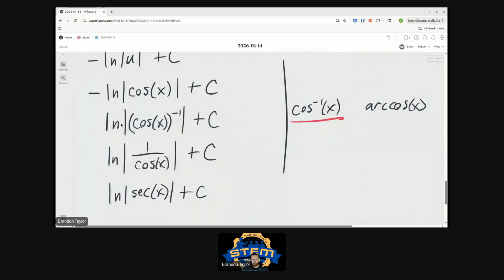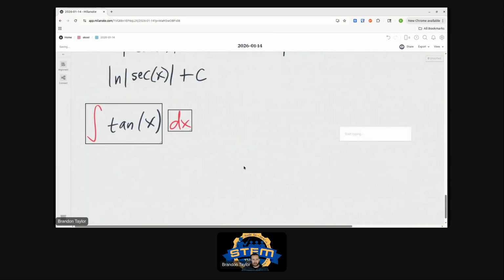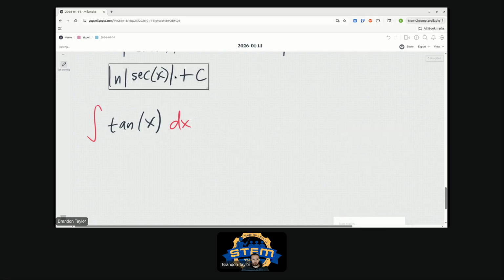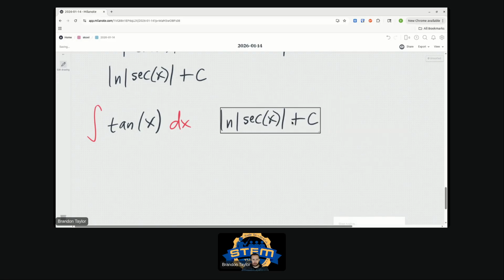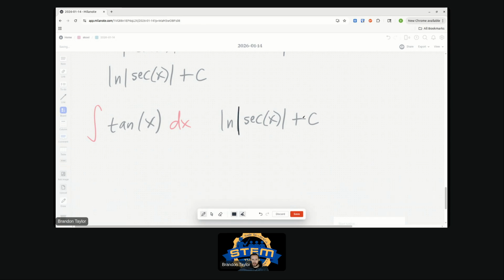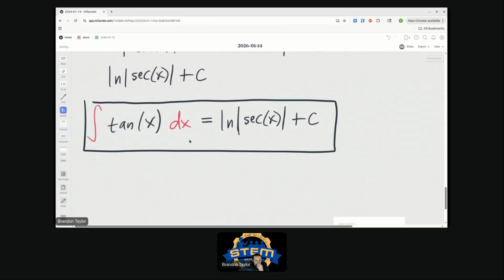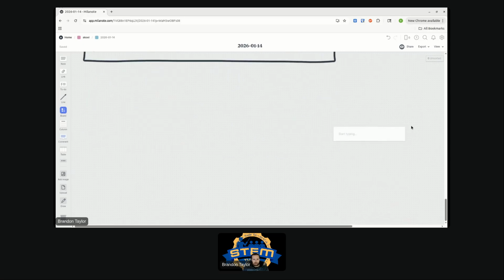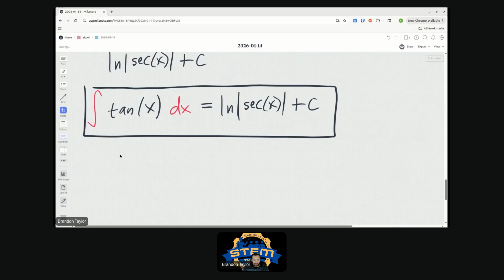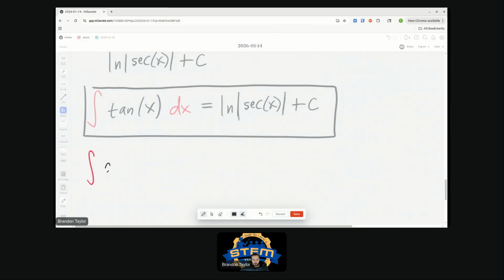So we're trying to find the integral of tangent. That would equal natural log of secant plus c. So natural log of secant plus c, like that. Hopefully that makes sense. And now you can do something very similar to find the integral of cotangent.